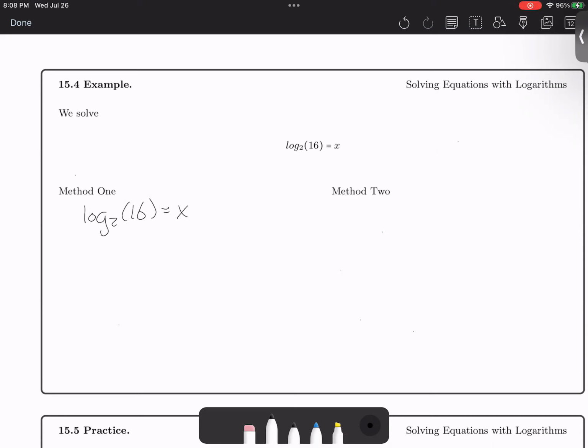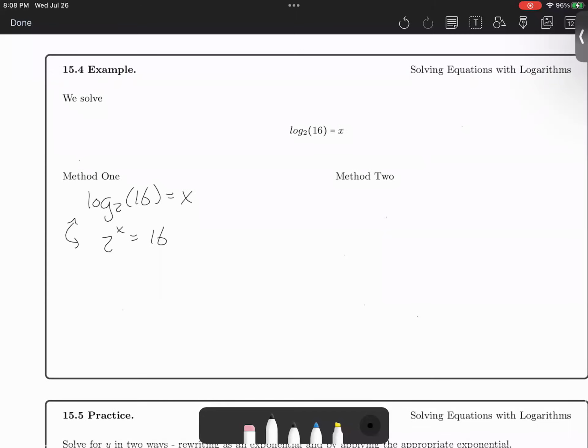Because logarithms are not as intuitive to me as exponential equations. So we can rewrite this as an exponential equation. 2 to the x is equal to 16. 2 to the x is equal to, I can write 16 as 2 to the 4. So then by injectivity of the base 2 exponential function, x has to be 4.